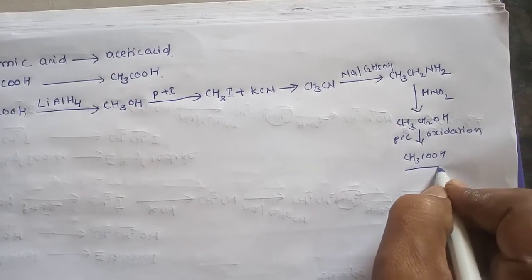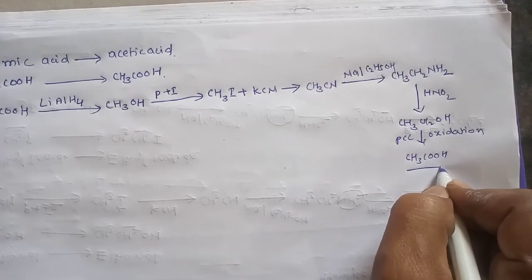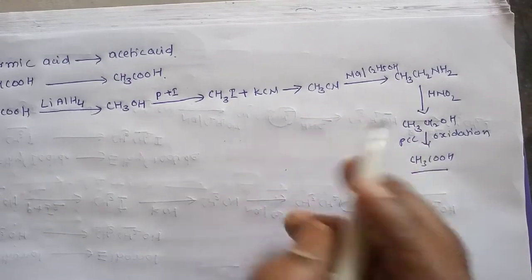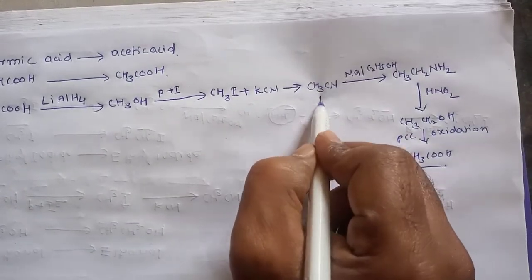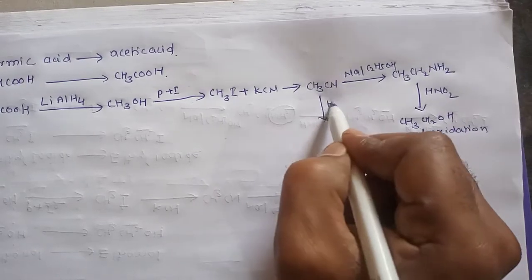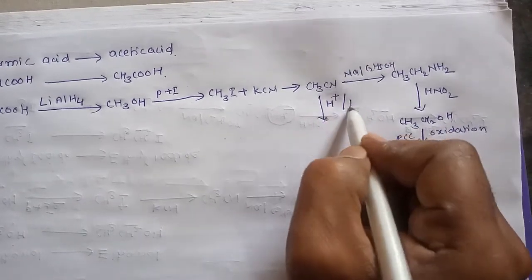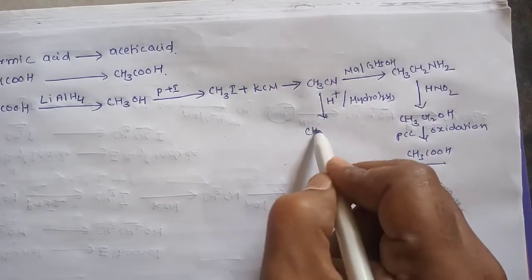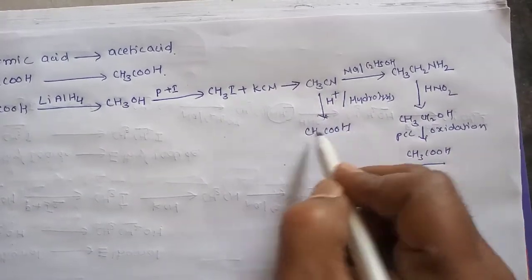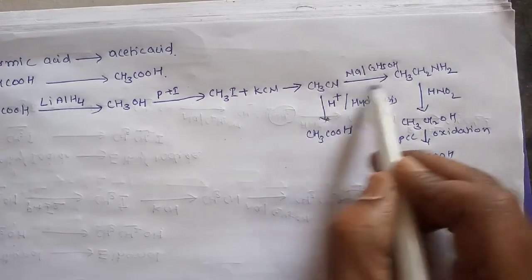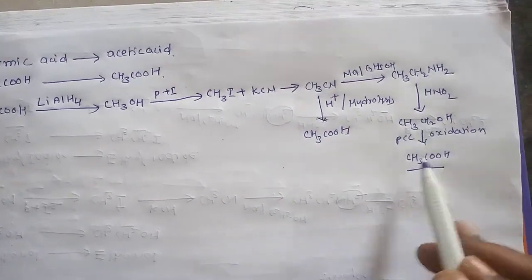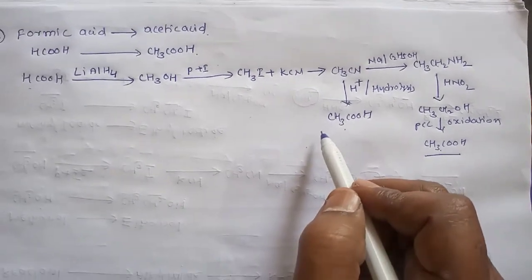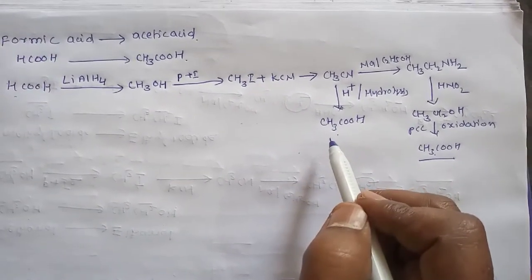But how can we create a shortcut method? In the shortcut method, see you can go like this also, or you can go by this method also. Here cyanide is there. This cyanide in the presence of concentrated acid undergoes hydrolysis and is converted into CH3COOH. Okay, students, you can convert from here to this to this step, or you can use this step also. There are various methods to convert into acids. Next example.